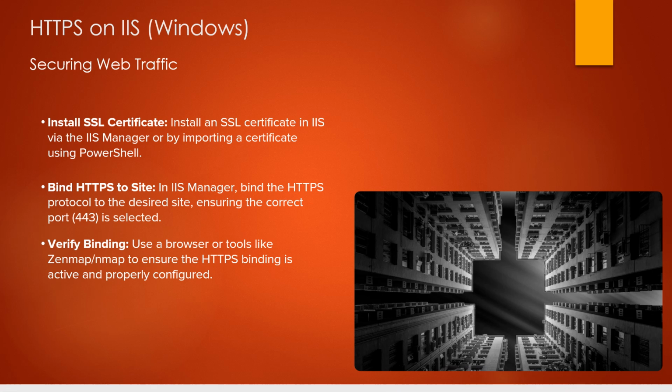On IIS for Windows, HTTPS is enabled by installing an SSL certificate either through IIS Manager or via PowerShell. Once the certificate is installed, the next step is to bind the HTTPS protocol to the site in question, making sure the correct port 443 is selected. After completing these steps, verification can be done using network scanning tools like Zenmap or Nmap. This will help ensure that HTTPS is active and correctly configured on the server. This is crucial for protecting sensitive data during transmission.